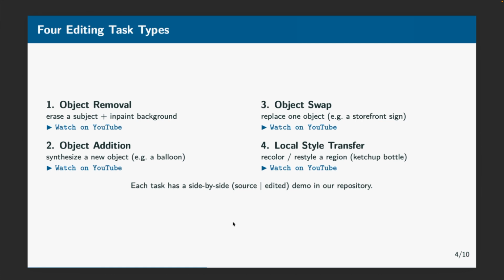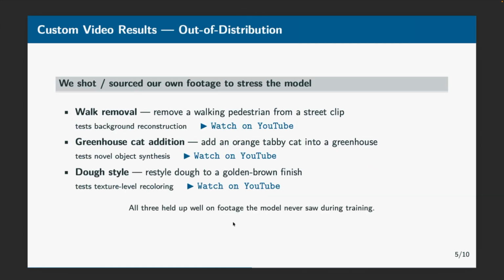We then ran our own footage to stress the model out of distribution. A walking pedestrian removed from a street clip, an orange tabby cat added into a greenhouse scene, and dough restyled to a golden brown finish. These test background reconstruction, novel object synthesis, and texture level recoloring respectively, and all held up well.